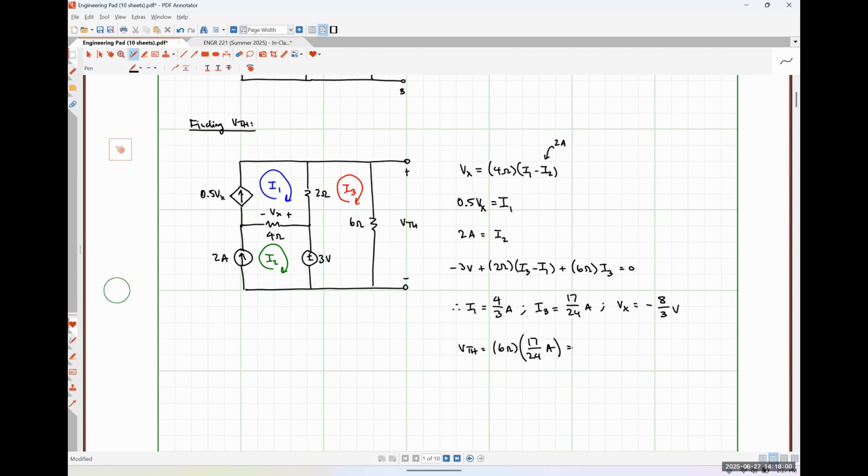I'm not going to try to do that in my head. So 6 times 17/24. I get, oh, well, I guess I could have done that. 17/4 of a volt. So before we move on to finding our Norton current, does anybody have any questions about the analysis that we did there?